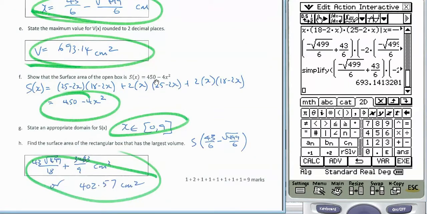Show that the surface area of the box is this. Remember, it's an open box, so there's only going to be one of 25 minus 2x times 18 minus 2x, it's at the bottom, but there's going to be two of these and two of these. Expand it, simplify gives you that. The domain's going to be identically the same for the surface area as it is the volume.